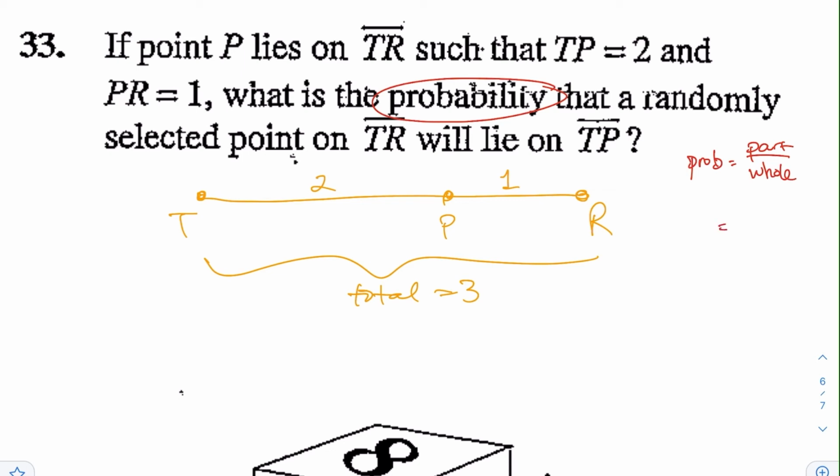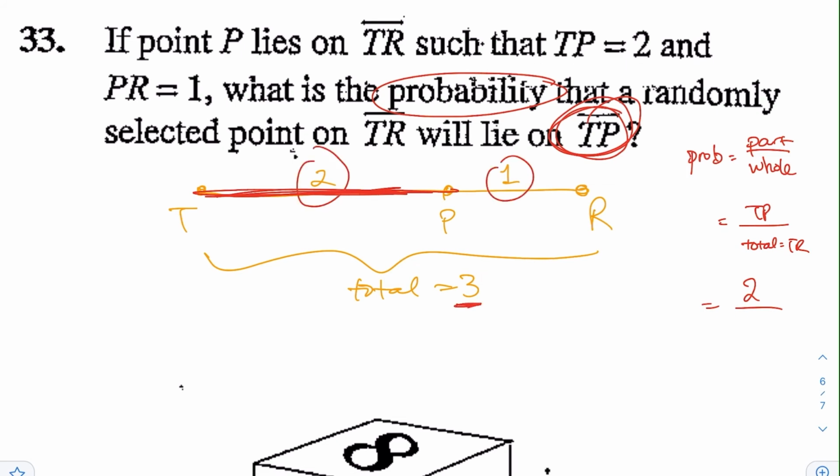The part is going to be on T to P. So this is the part that you want, divided by the total, which is going to be TR. So the distance from T to P is equal to 2. That's the part. For T to R, it's 2 plus 1, or 3. So the ratio is 2/3, or you can say the fraction is 2/3. You can also write this as a decimal as well.